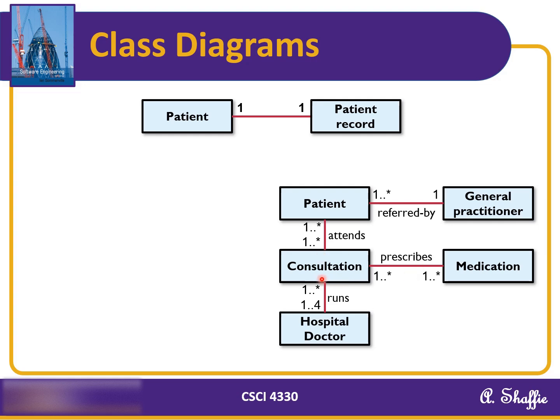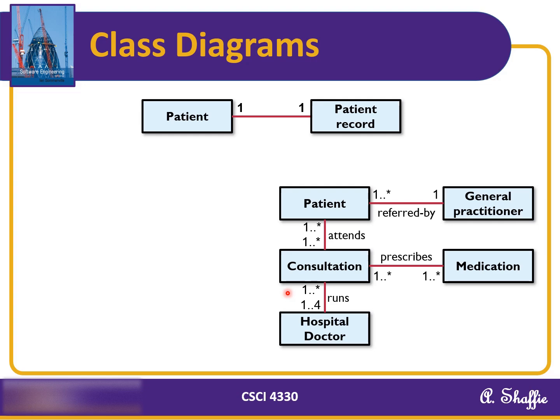Same here, in consultation, we can prescribe multiple medications. In medication, a certain medication can be prescribed at multiple consultations. We indicate the many by this asterisk, which means from one to many. Consultations and doctor. We can understand that a doctor can attend multiple consultations, and consultations can have a maximum of 4 doctors. This is why we have a specific number here from 1 to 4.